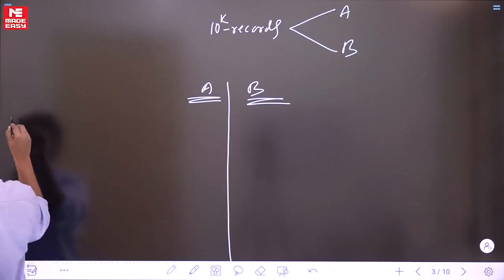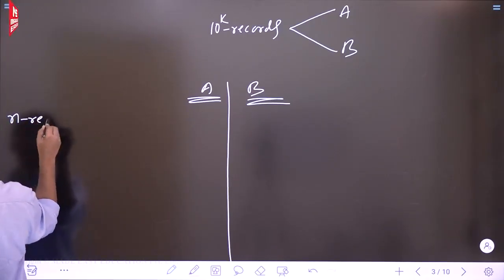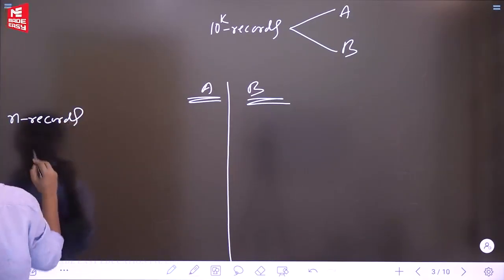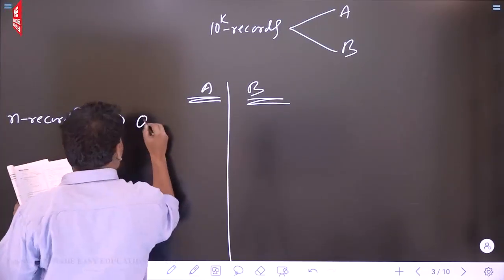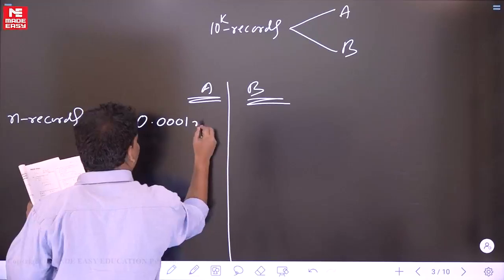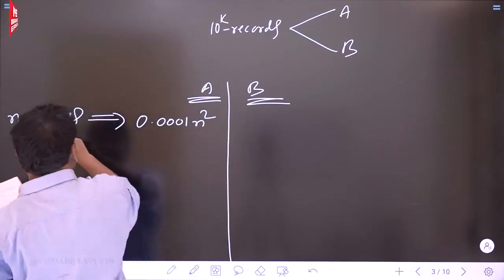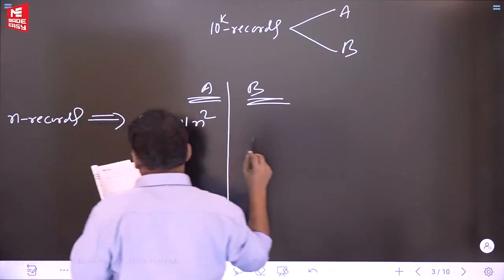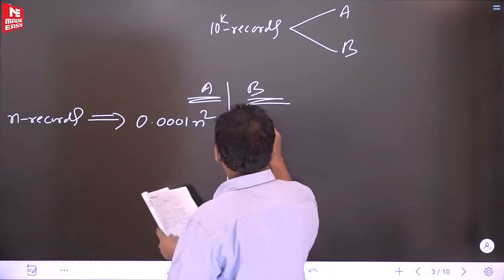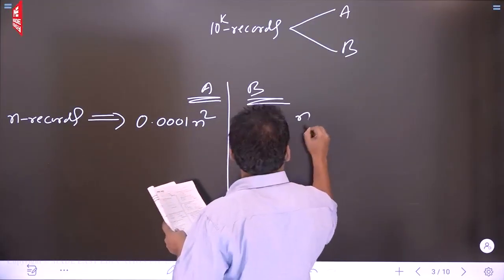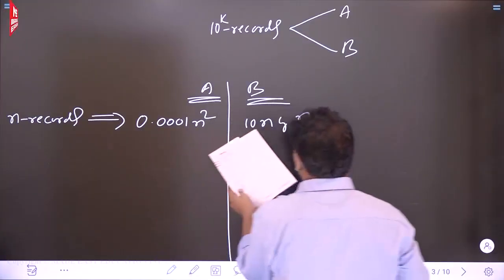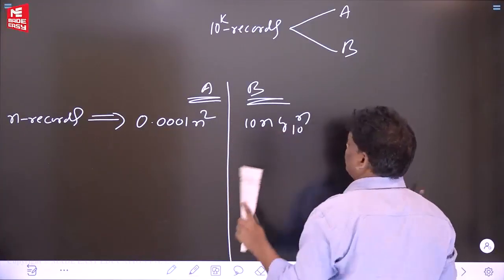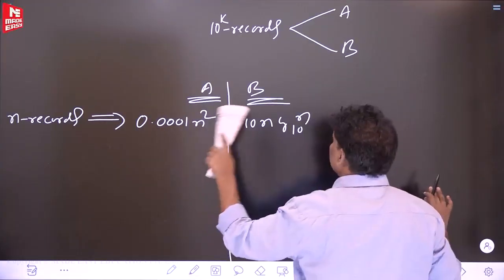He mentioned, to process n records, how much time did A package take? 0.0001 n square time. For n records it took this much time. What about B package? 10n log n base 10 time. For n records it took this much time, right? For n records this is the story.